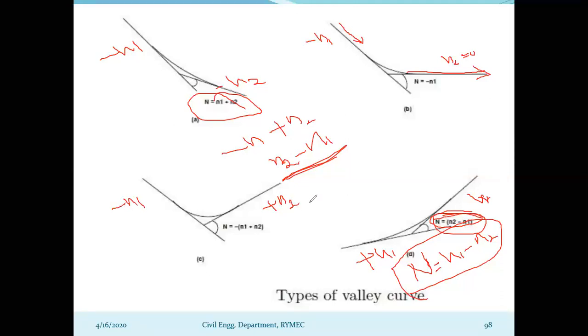Negative gradient followed by positive gradient minus n1. So minus of n2, minus common, taking n1 plus n2, I will get this concept.